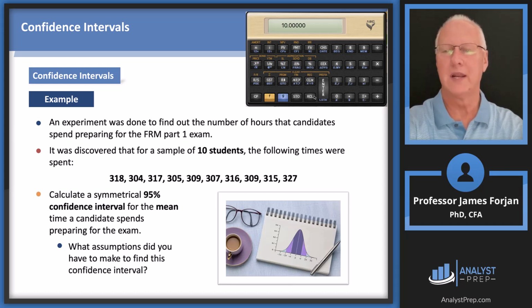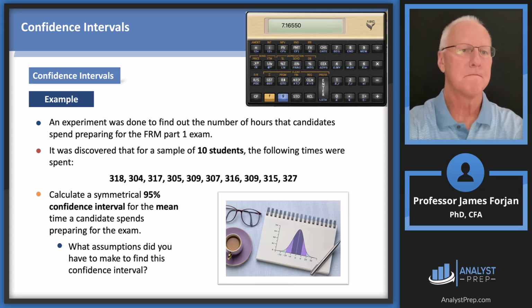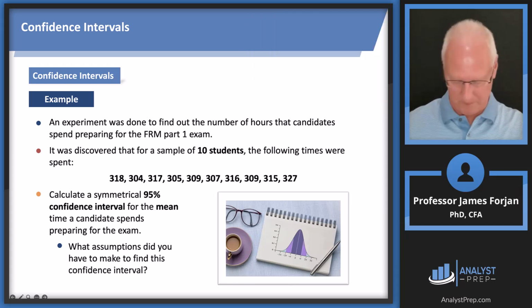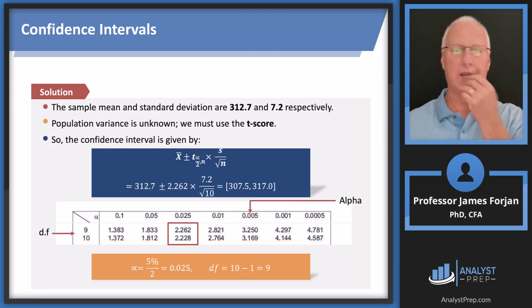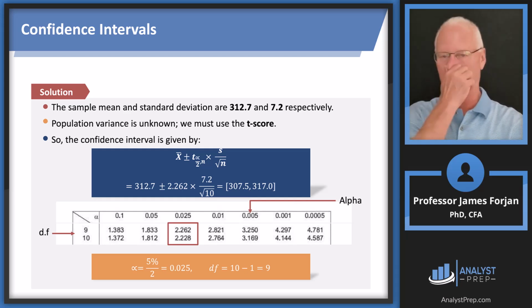309. Did I do that right or did I? Well, we'll know if I did it right. 327. All right, so we've got 10 of those things in there. So here's the mean down here, and there's the standard deviation. So we just do gold mean, 312. Gold standard deviation. So there we go, 312, and the standard deviation rounded up to 7.2.